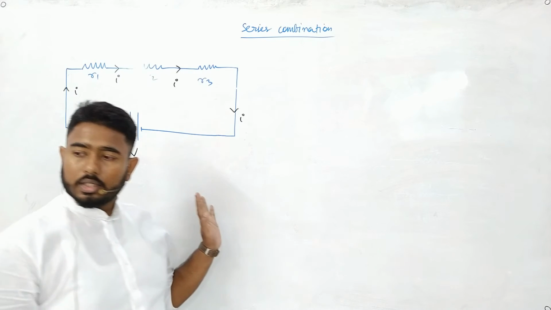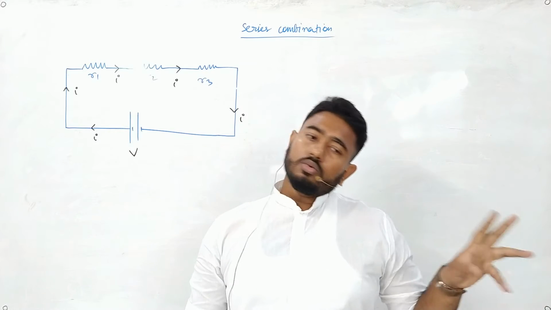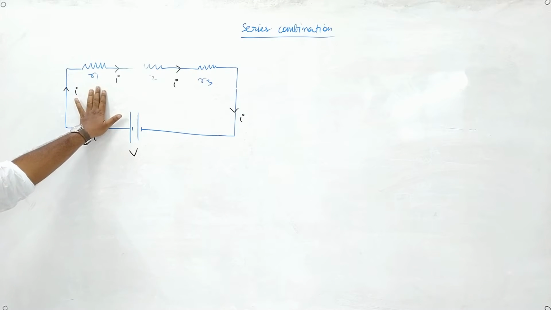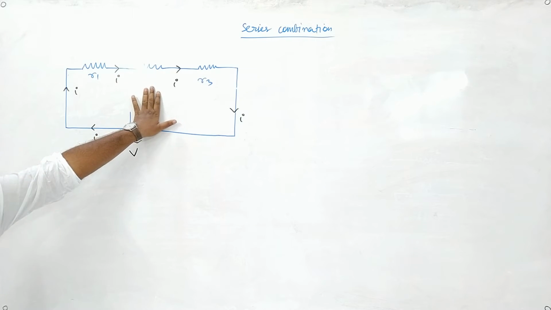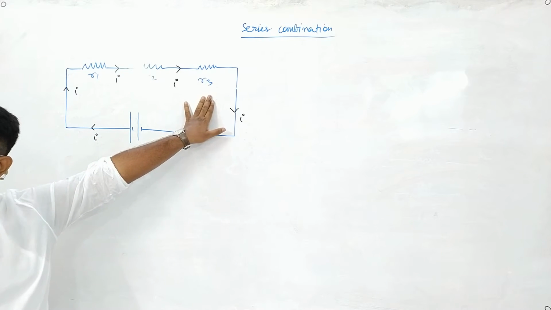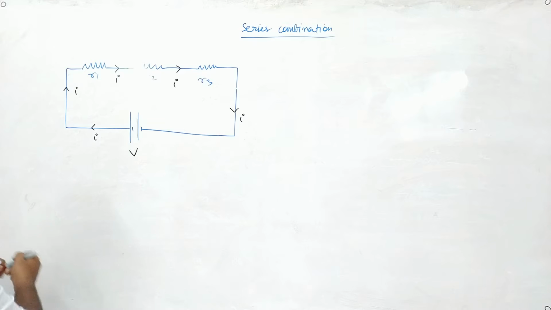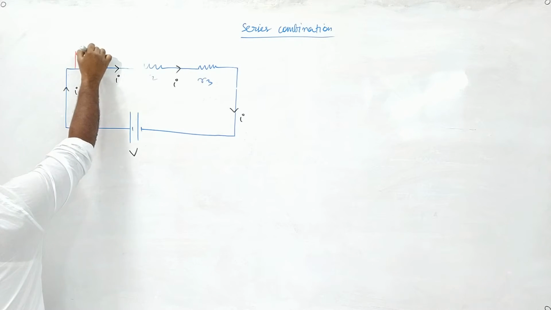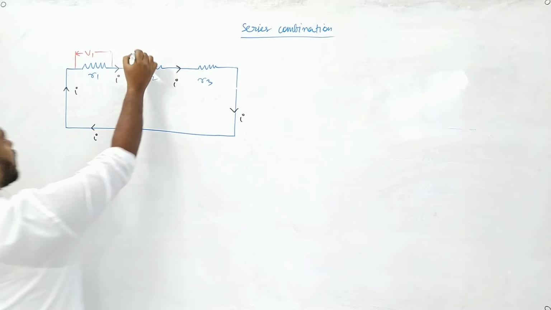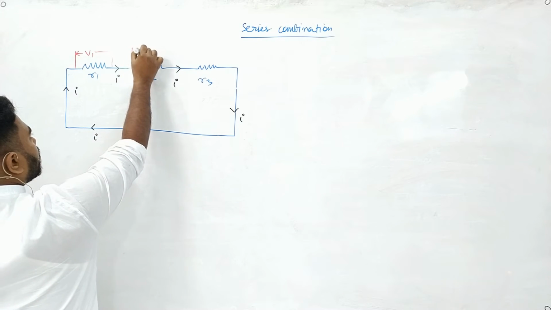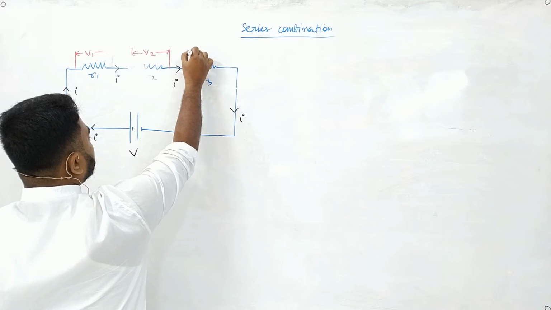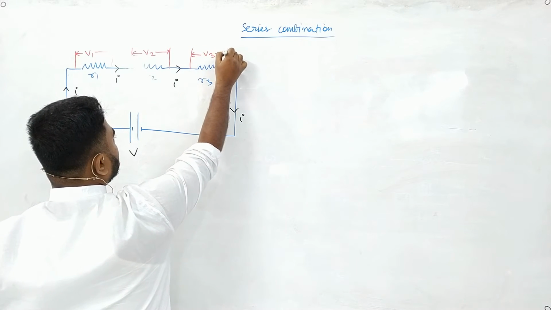Now the same current is passing. What did Ohm's law tell us? Ohm's law told us that V equals IR. So there will be a potential drop here, V. There will be a potential drop here, V. There will also be a potential drop here, V. So let the potential drop at R1 from here to here be V1, across R2 be V2, across R3 be V3.